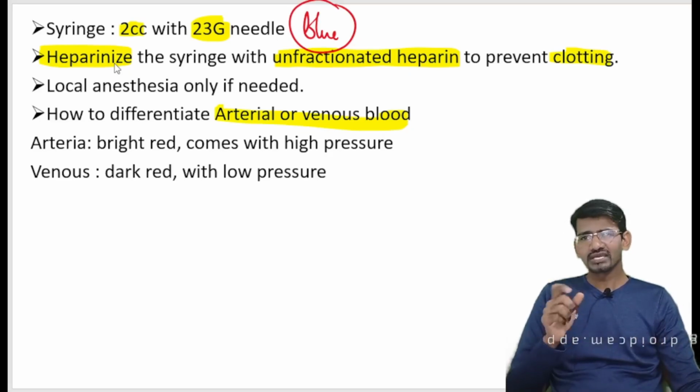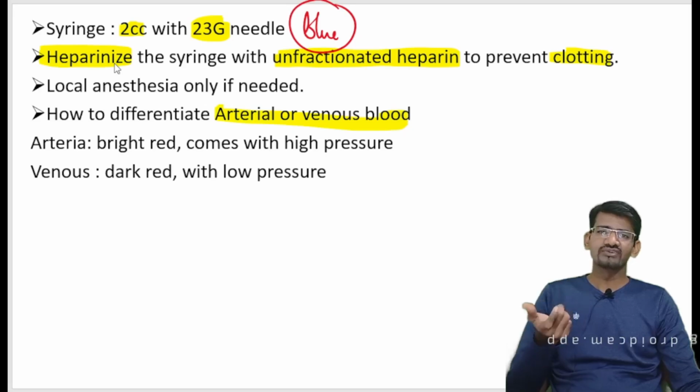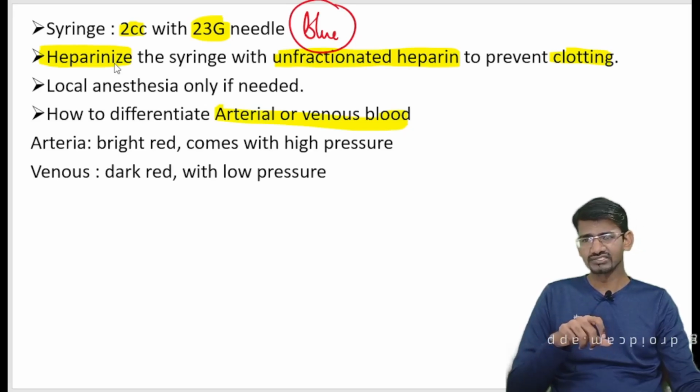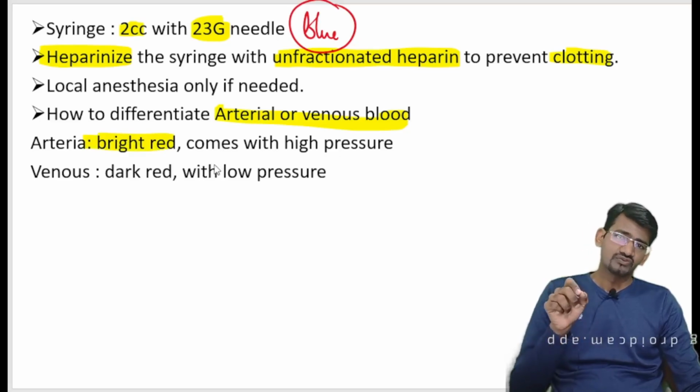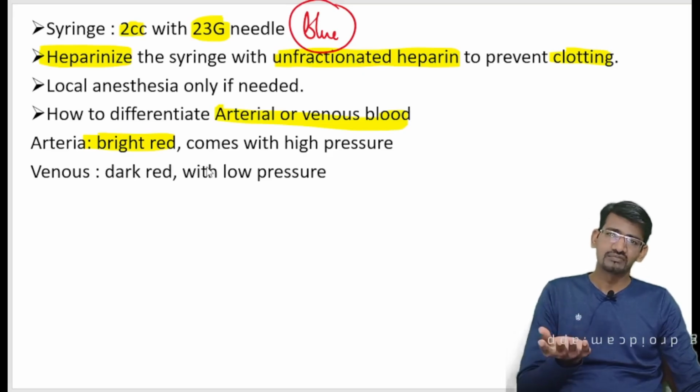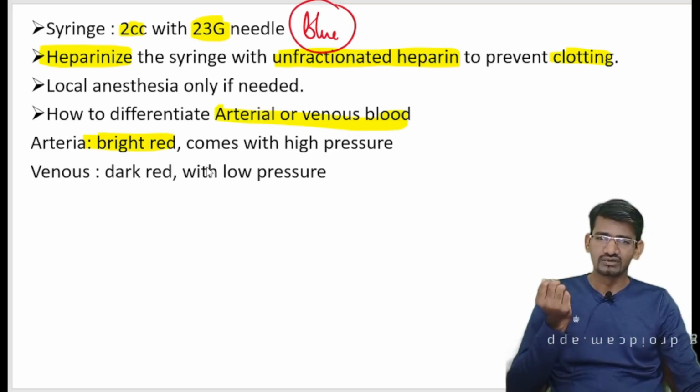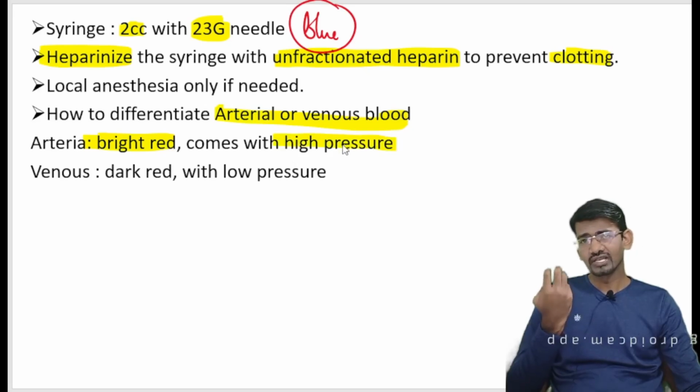So how will you identify whether you have taken an arterial or a venous blood sample? Just by noting the color, we can differentiate. Usually arterial blood will be bright red in color, and as the arteries have more pressure, when your needle pricks the artery, the blood comes out easily with high pressure into your syringe.